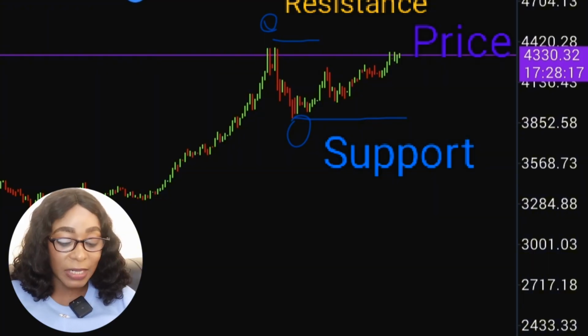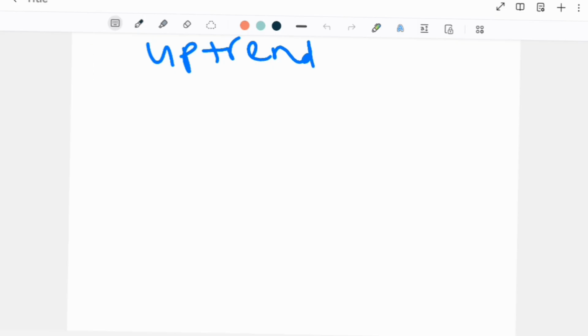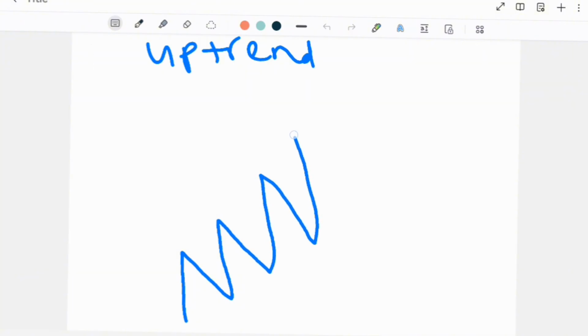In an uptrend, the previous swing point acts as a support level. In a downtrend, the old swing points act as a resistance level. Let me show you what that looks like. So an uptrend, we know it makes higher high, higher low, higher high, higher low, and so on. So this is what an uptrend looks like.